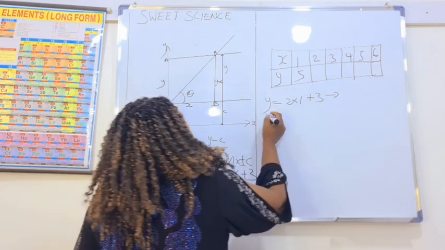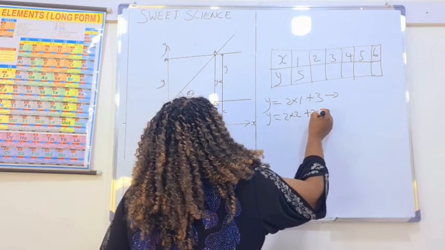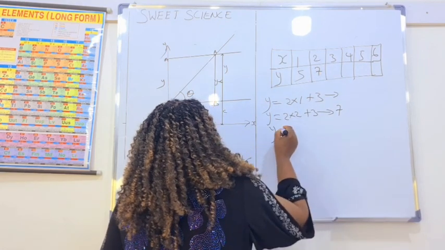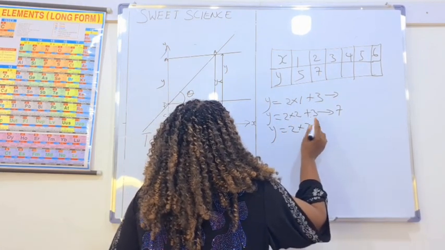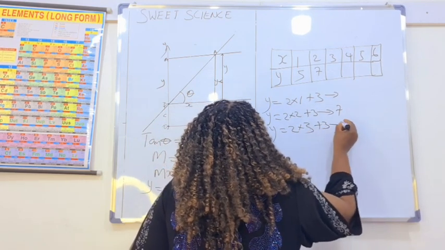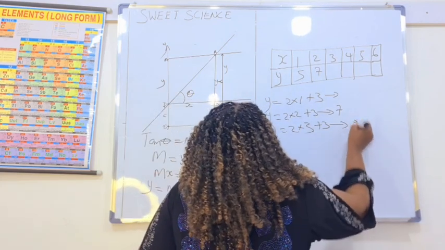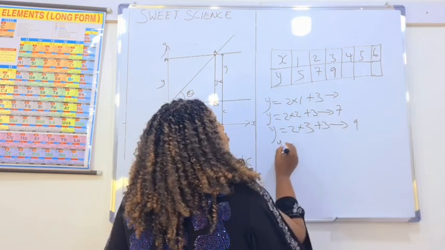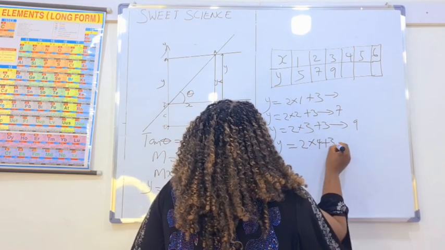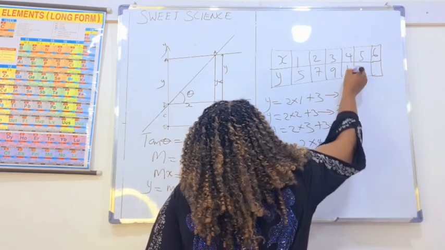The next one, y is equal to 2 times 2 plus 3. This will give you 4 plus 3, 7. Then 2 times 3 plus 3. That is 6 plus 3, 9. Then y is equal to 2 times 4 plus 3. That gives 8 plus 3, 11.